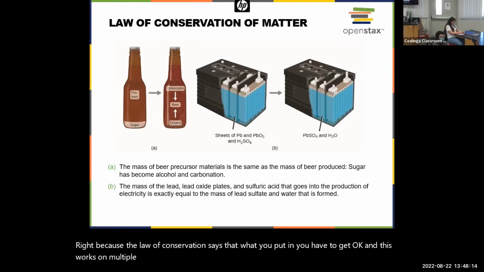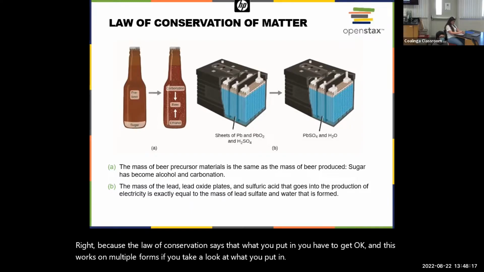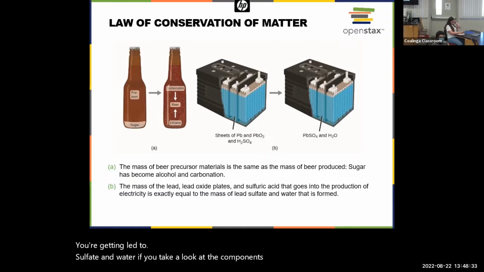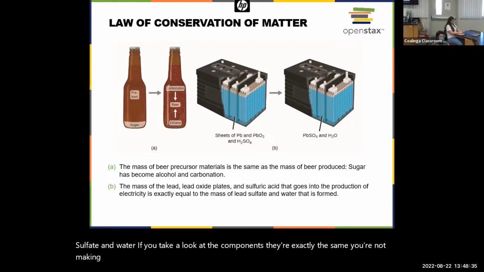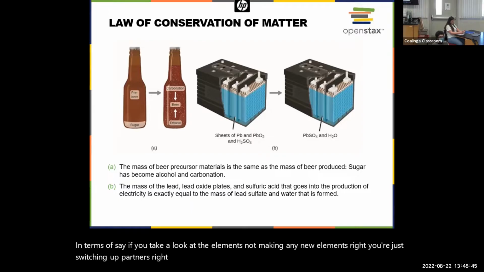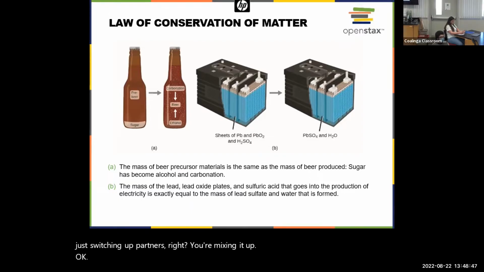Okay? And this works in multiple forms. If you take a look at what you put in, you had lead oxide and sulfuric acid. What you got out was lead sulfate and water. If you look at the components, they're exactly the same. You're not making anything brand new. You're not making any elements. You're just switching up partners, mixing it up. Okay? You guys are clear on that?